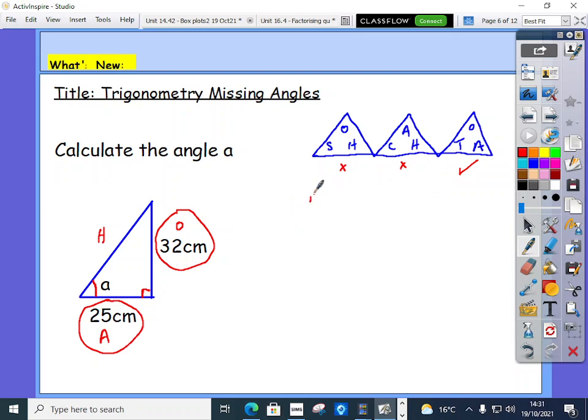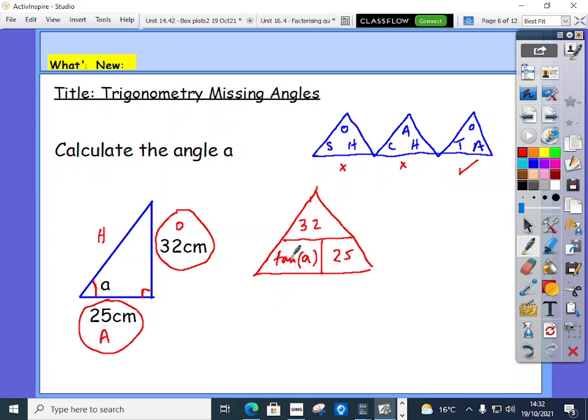So the first thing is, let's draw that triangle slightly bigger and fill in all the information we have. So first of all, O. What is O? O is 32. So I'll put in 32 there. A, what is A? A is 25. And then that's all over. And then we've got tan. And what is the angle? It's the one we need to find. I'm going to call it A.